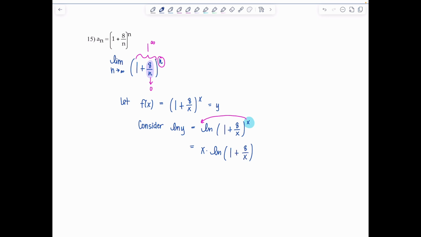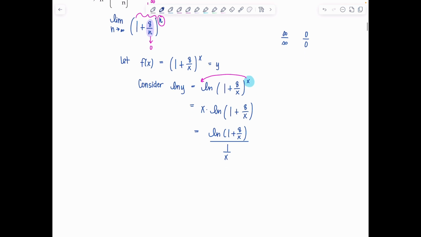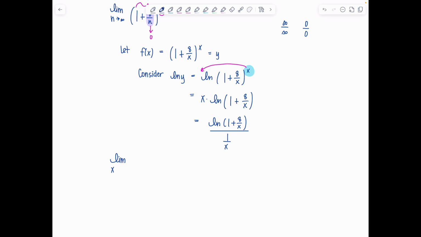And then remember, you can only use L'Hopital's rule for indeterminate forms of the type infinity over infinity or 0 over 0. So I have to make a fraction out of this guy. Somebody's going to get moved into a denominator, and you never move the natural log. You move the other guy. So this is going to become the natural log of (1 + 8/x) over 1/x. That's it. So what do I do with this hot mess? I'm going to take the limit now as x goes to infinity of ln(1 + 8/x) over 1/x.